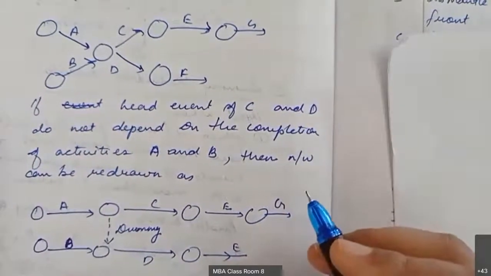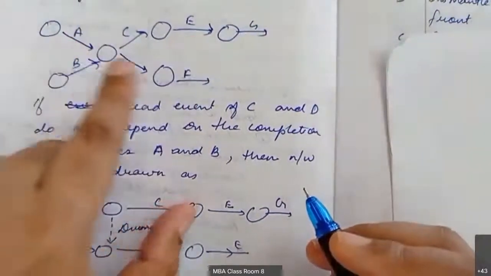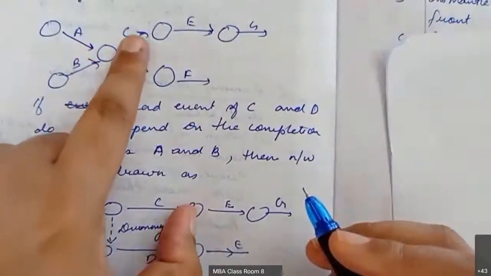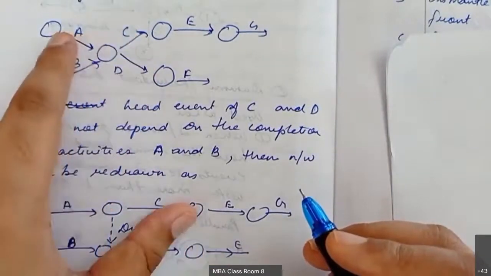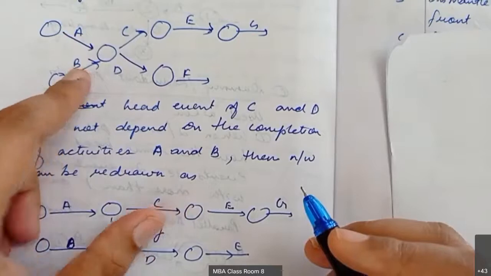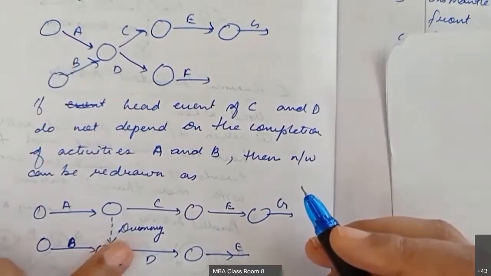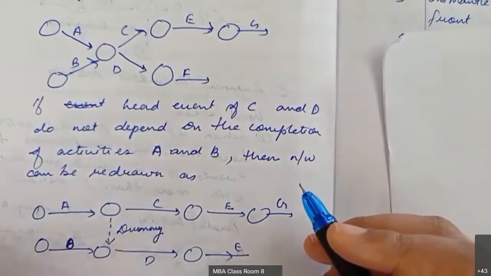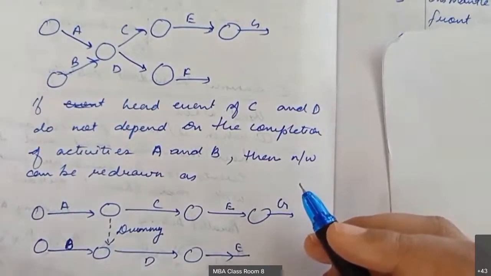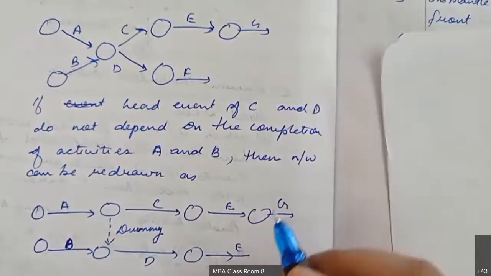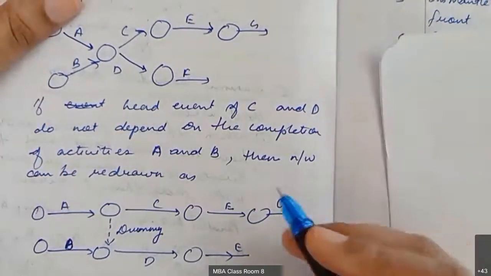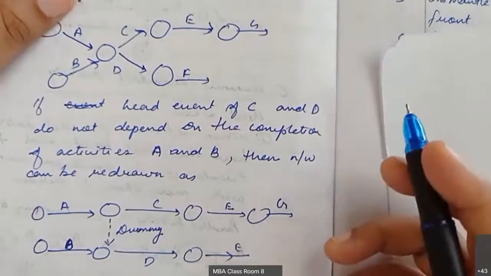If there is not much dependency in this diagram, dependency means C and D need to start only after A and B are completed. If there is no dependency like that, in such cases also we can go for a dummy. But this is not applicable for our exams. Only the first case: when two parallel activities come, in such cases you have to go for a dummy.